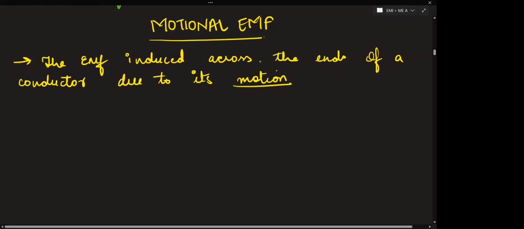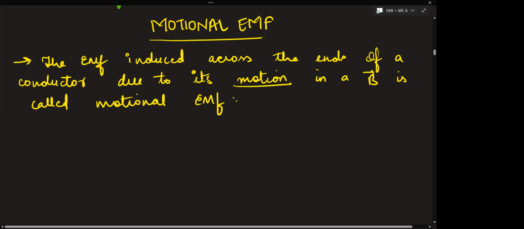Due to its motion is important. That's why, because of the name motion, we call it motional EMF in a magnetic field. This is the motional EMF definition.